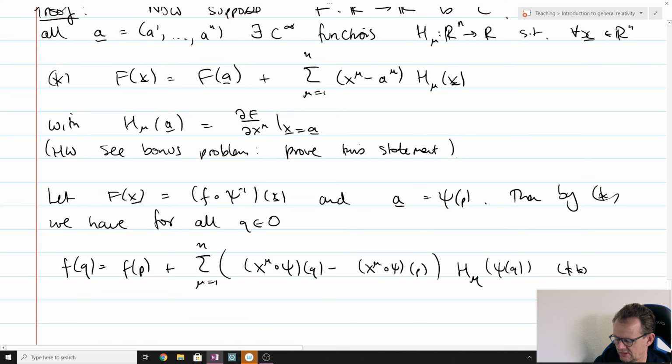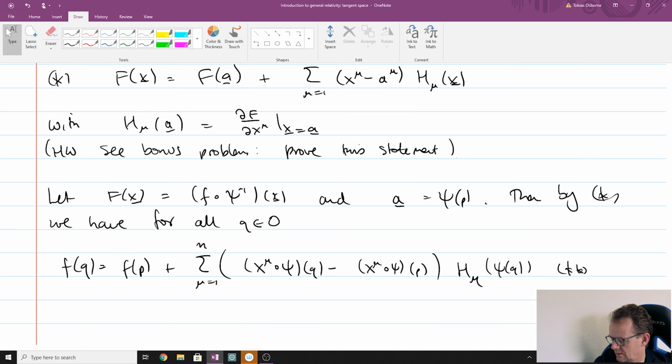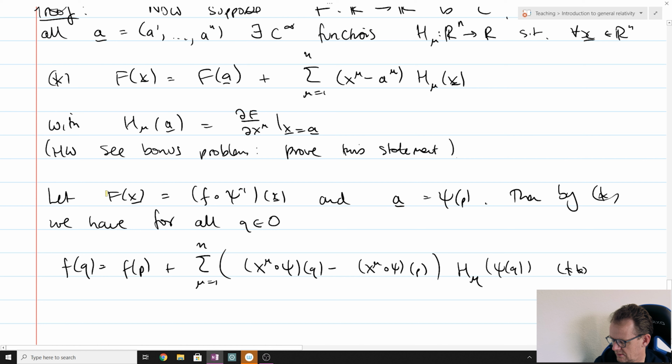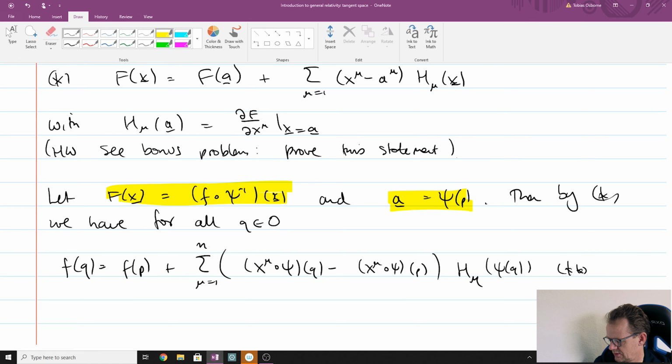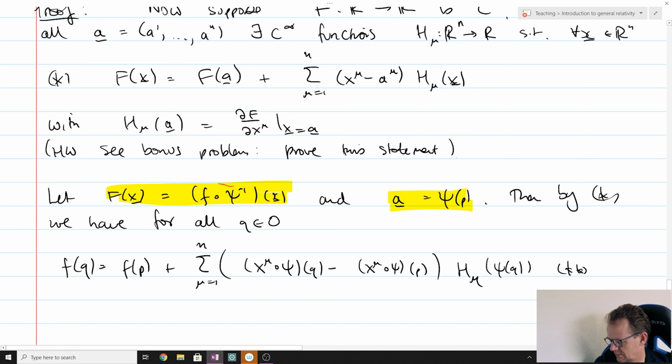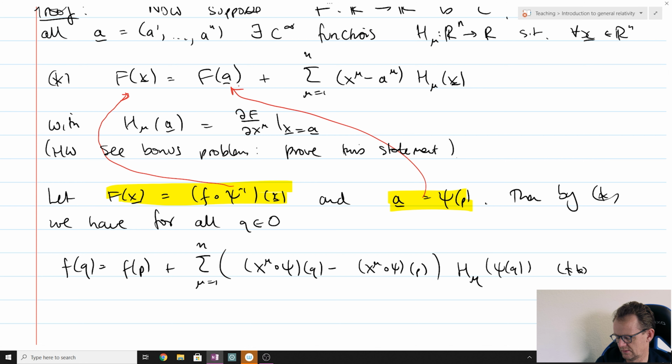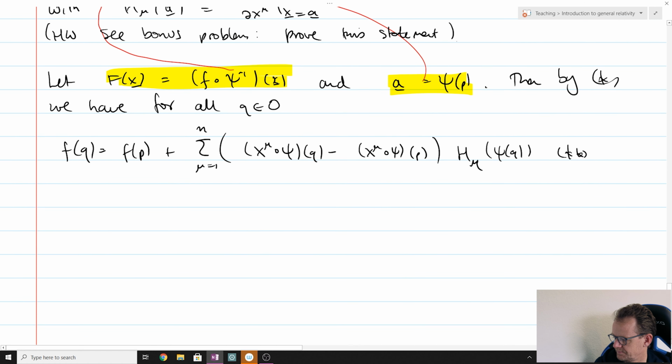So I haven't done anything except take the definition. I've taken this particular choice of big F and this particular choice of A and substituted it into this equation star, which is this result from multivariable calculus. That's all I've done. And when you do that, you end up writing down the things that I've written down in star star.